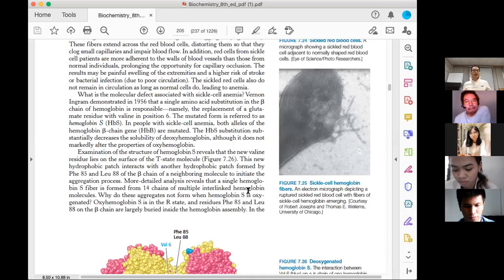For example, I have the mutation here, but I can survive in the environment that has a lot of mosquitoes. So if you want to define who has good genetics, then you need to always go back to whether you have the chance to produce your kids.